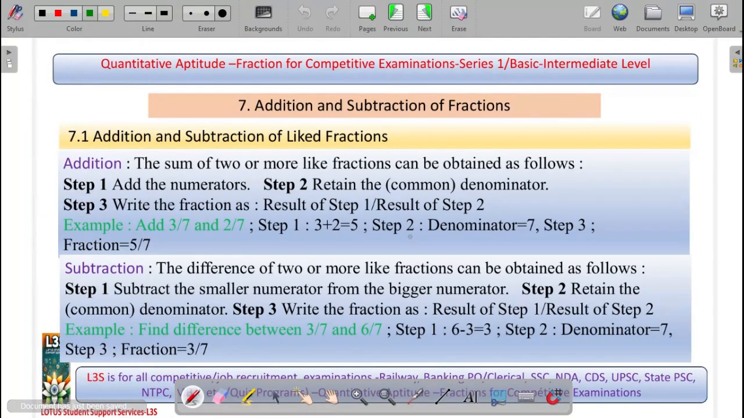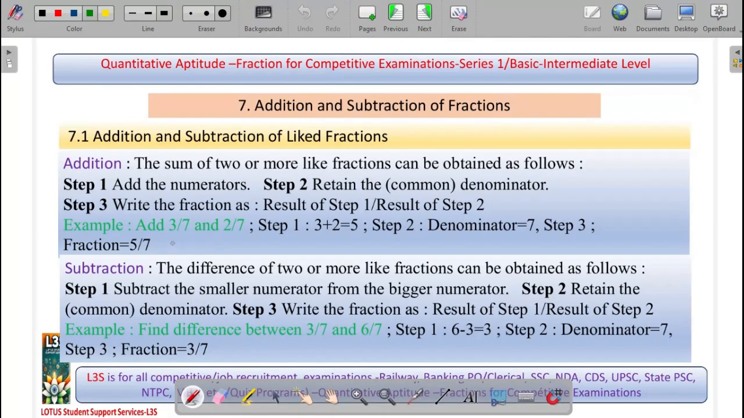Next is addition and subtraction of fractions. Addition and subtraction of like fractions. In case of addition of like fractions, the sum of two or more like fractions can be obtained as follows. Add the numerators, retain the denominator because it is the same, then write the fraction as a result of step 1, meaning the addition of numerators divided by the same denominator.